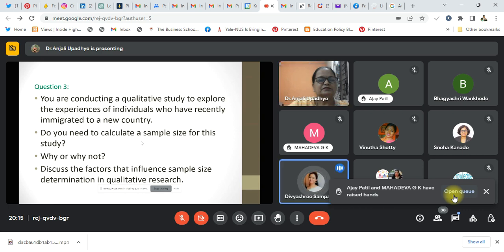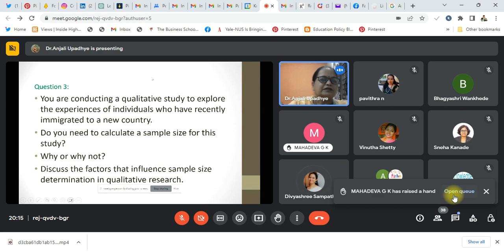Ma'am, calculating sample size for this will be difficult because of the number of people involved. The population is very large. Yes, that is what I expected. There is no need to calculate the sample size over here because the study is not possible. Individuals who have recently immigrated to a new country: how many countries are there? And how are the people immigrated over there?